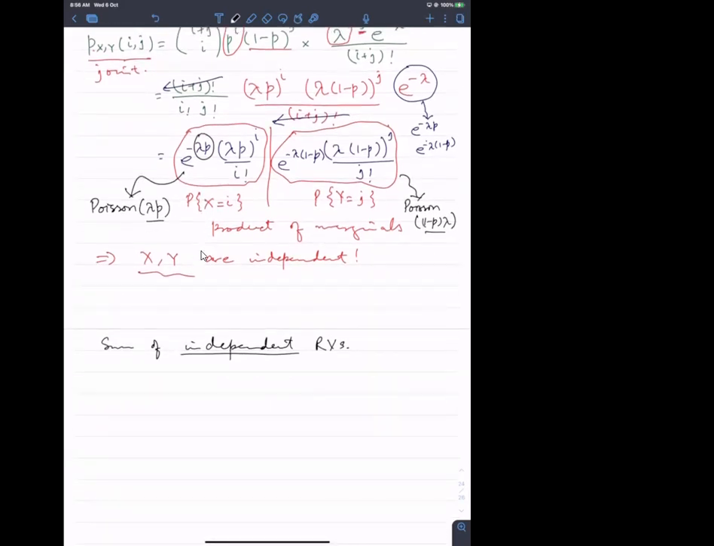So think of this: lambda and p are numbers. मैं अगर कहूं कि एक पोसॉन with पैरामीटर 5 है या एक पोसॉन with पैरामीटर 3 है, तो 5 को अगर मैं 0.6 से मल्टीप्लाई कर दूंगा तो 3 आ ही जाएगा. ओके.